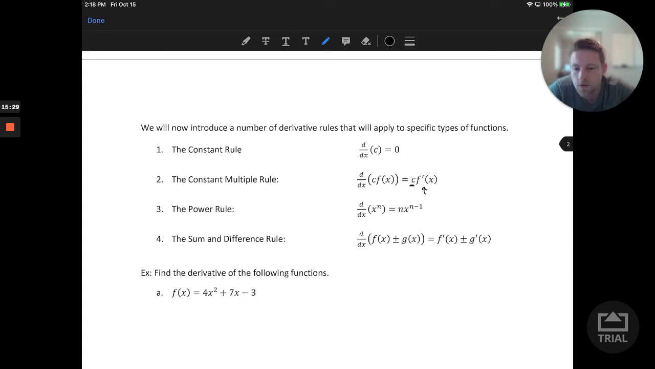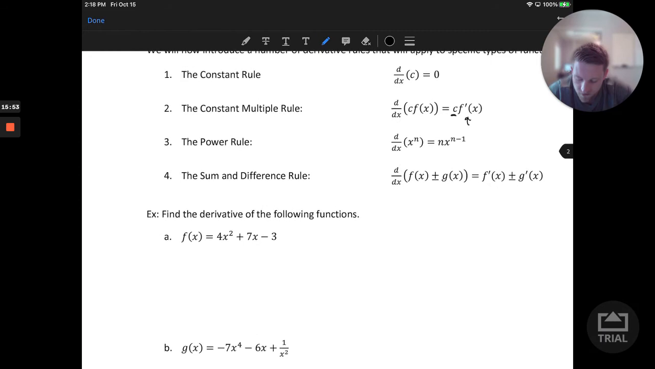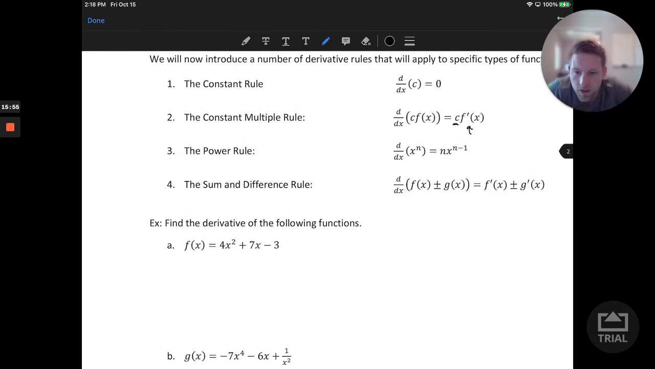And then another rule that we can consider is the sum and difference rule. If we have individual terms that we're taking a derivative of, say an f function and a g function added or subtracted together, we can take their individual derivatives and then add or subtract them together. That would be the sum and difference rule. So let's consider all of these rules in this function here. We have the f function in part A: 4x squared plus 7x minus 3.